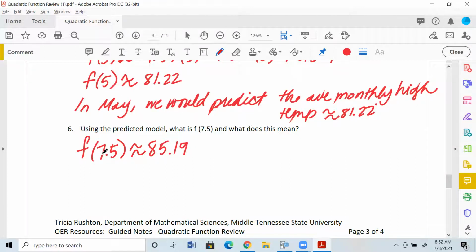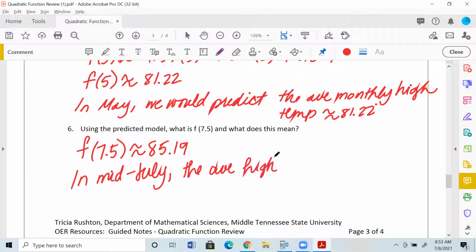Well, 7 would correspond to July, so if it's 7.5, then we're talking maybe somewhere halfway through July. So in mid-July, the average high temperature is approximately 85.19 degrees.